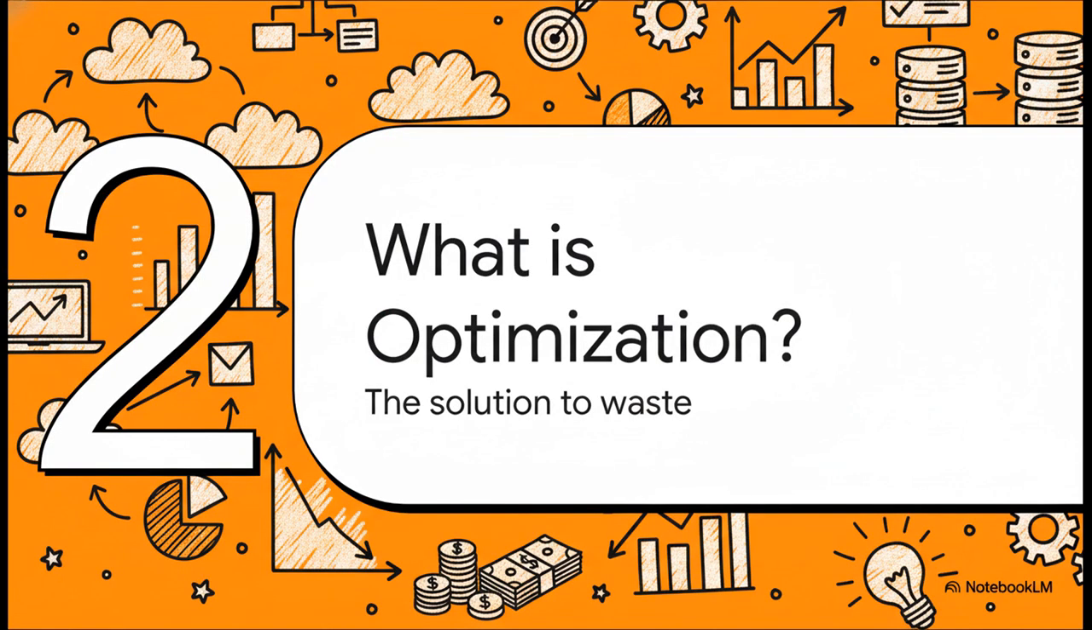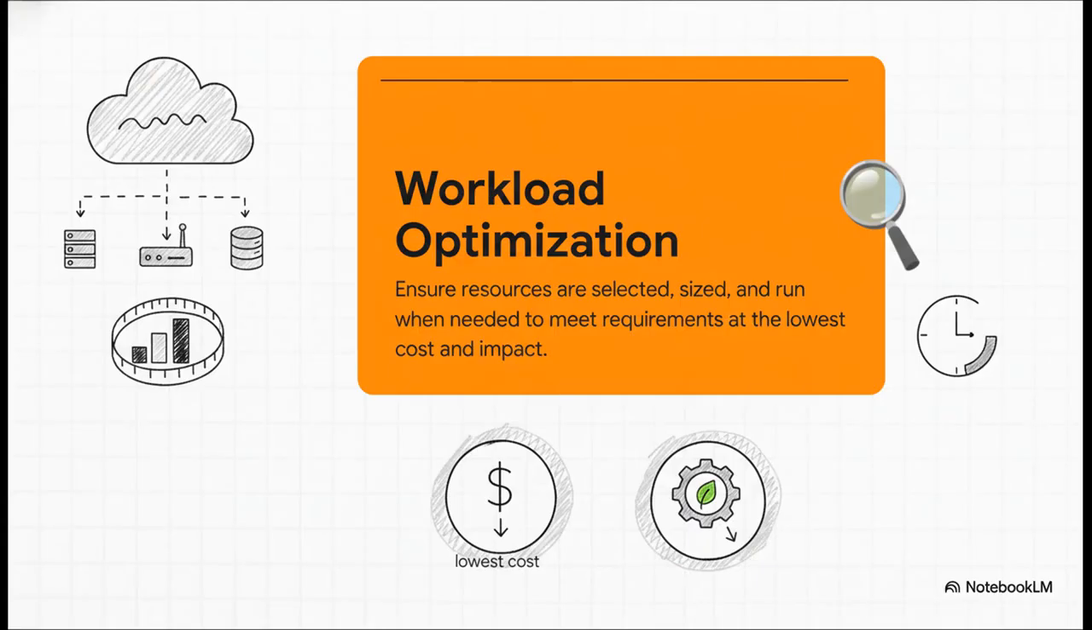Okay, so if that's the problem, what's the solution? Well, it's a whole set of practices we call workload optimization. What's so powerful about this definition is just how much it covers. See, optimization isn't just a single action. It's about choosing the right tool for the job, making sure it's the right size, and this is key, only turning it on when you actually need it. And I really want to call out that last part. It's not just about the lowest cost, but also the lowest environmental impact. That's a huge piece of the puzzle.